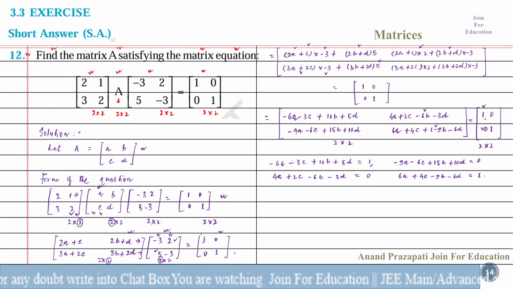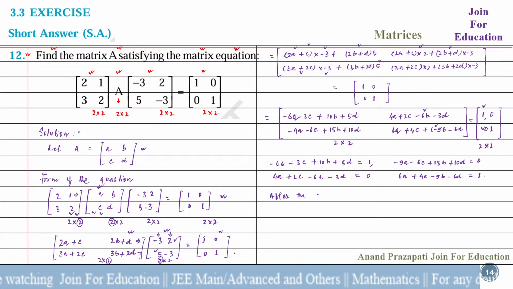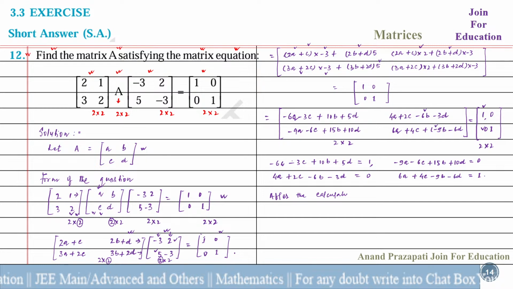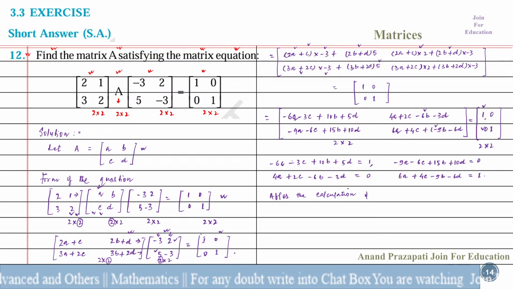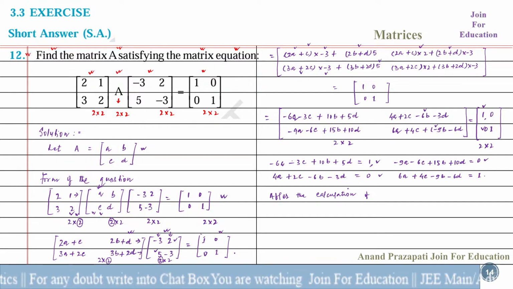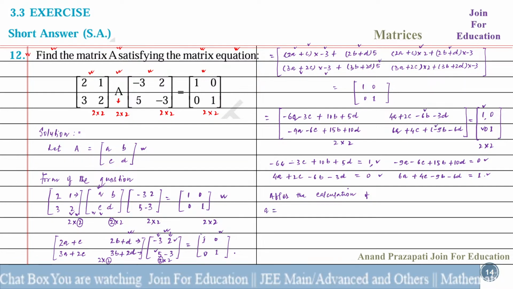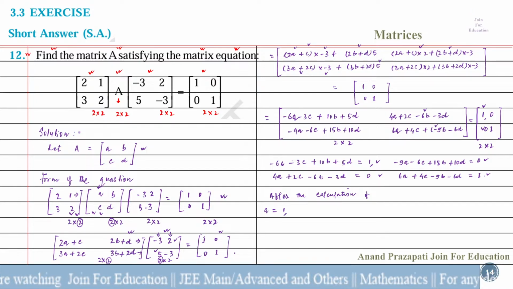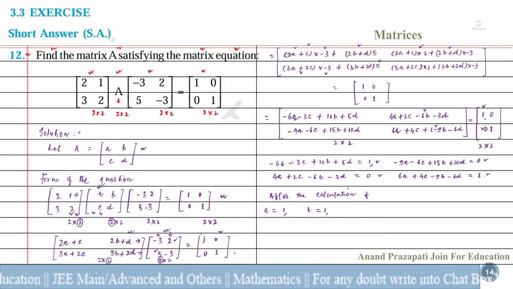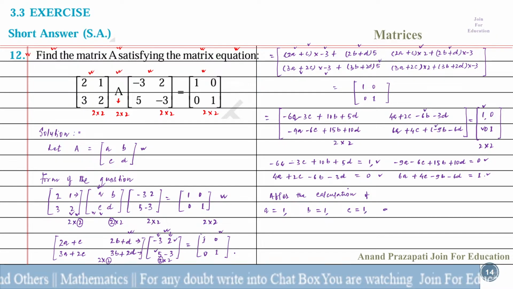After the calculation of this one, this one, this one, and this one, we get here a equal to 1, b equal to 1, c equal to 1, and d equal to 0.